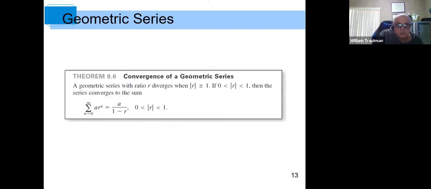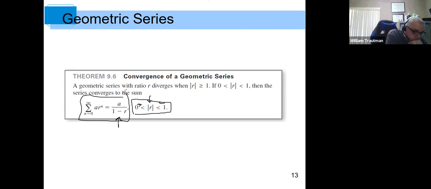Right here, when r is a fraction less than 1, greater than 0, and they're talking about the absolute value, so you can have a negative fraction less than 1 and still be called here. Then we want to write this down. We want to use this formula here, and you will be using that formula on the homework, a over 1 minus r. I would write that down, that's when r is less than 1, or the absolute value of r is less than 1.